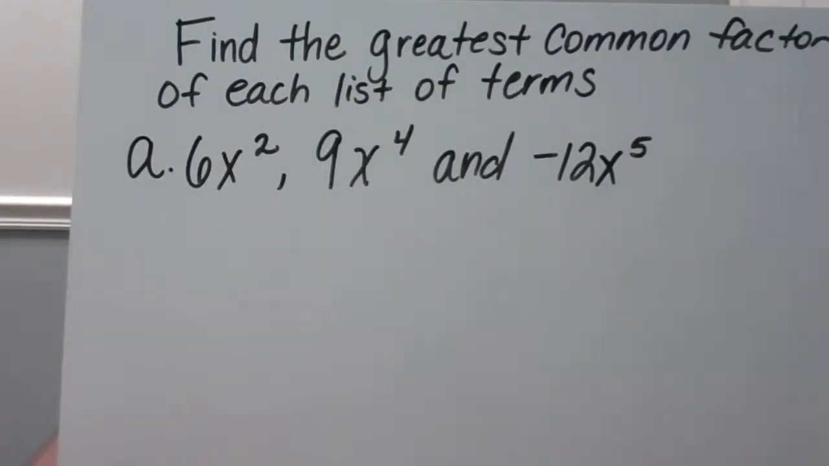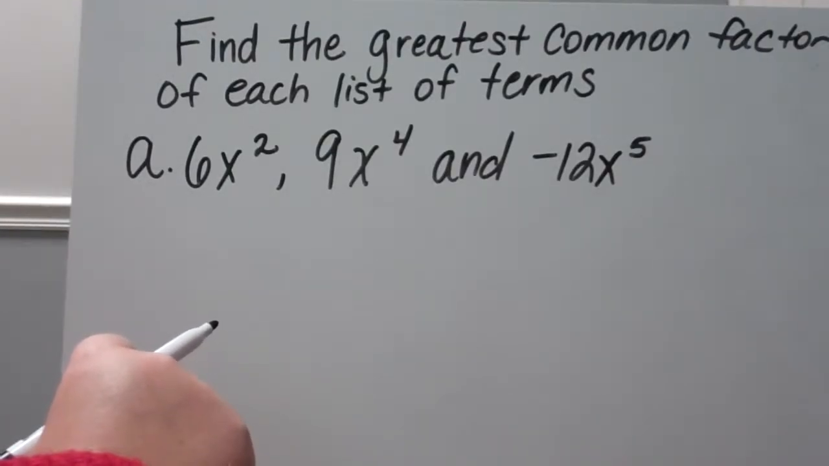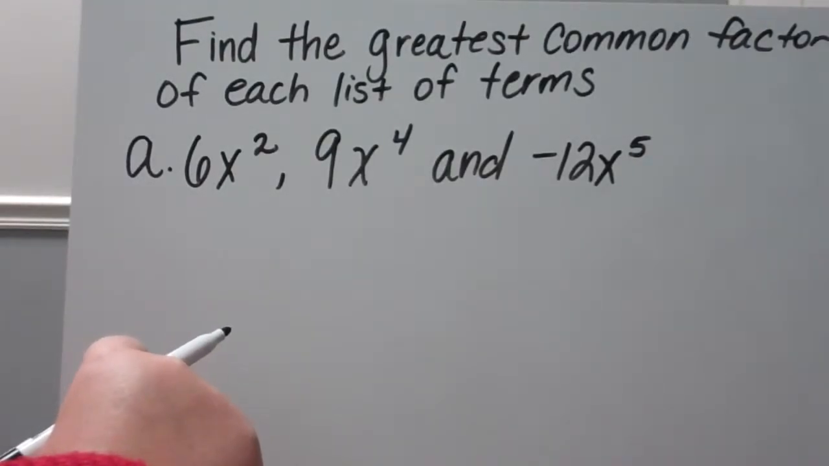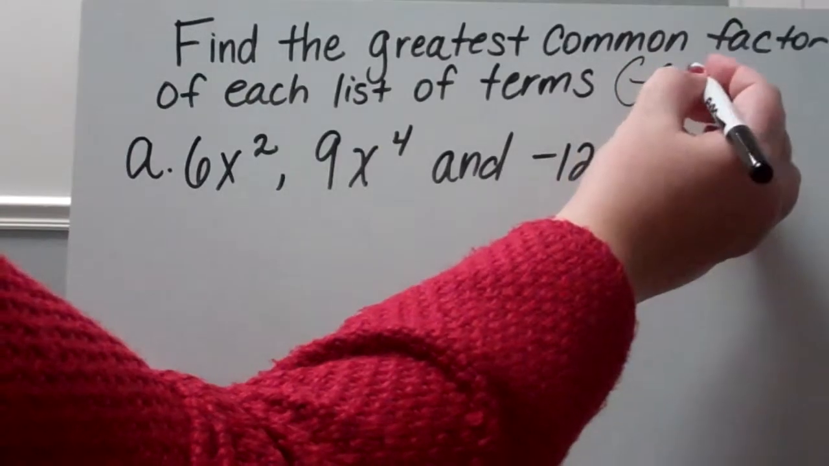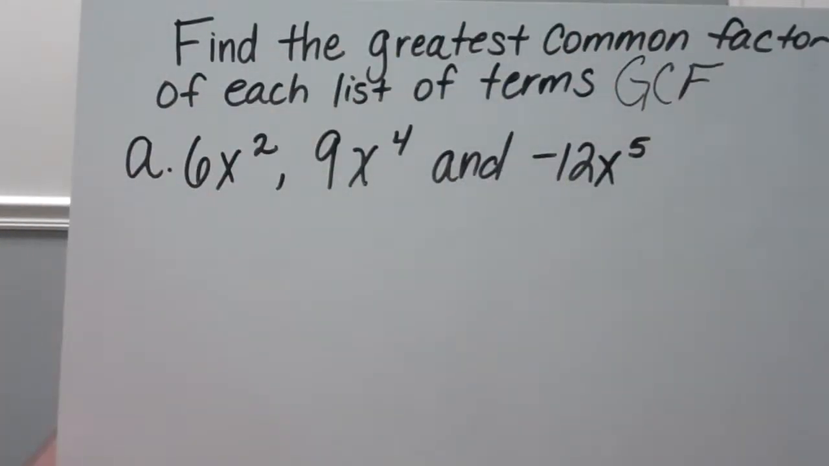Okay, continuing with our factoring for Module 12, Chapter 13. Let's talk about the greatest common factor. Sometimes it's called GCF. That means the biggest number or term that will go into a group of terms.